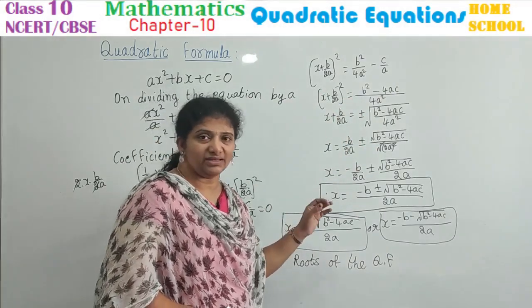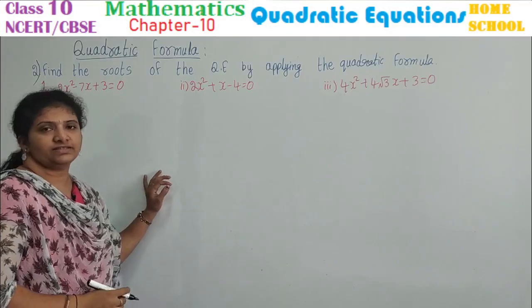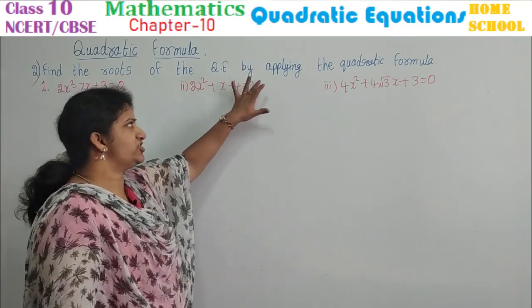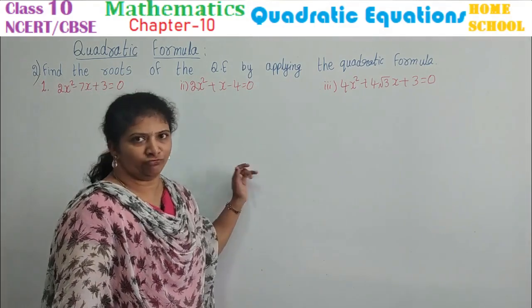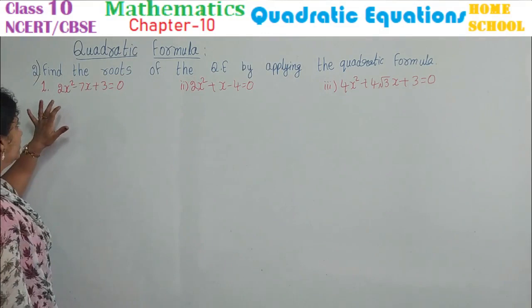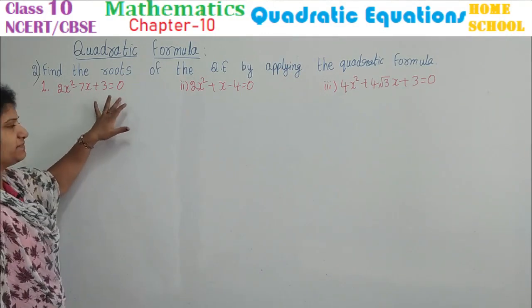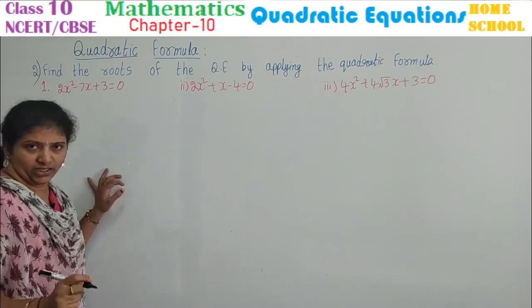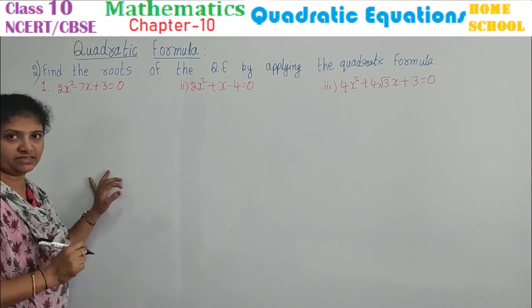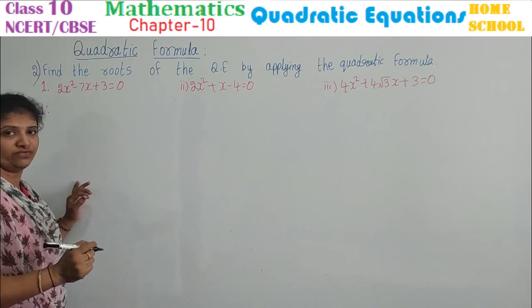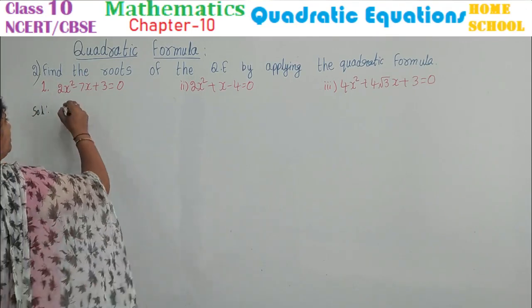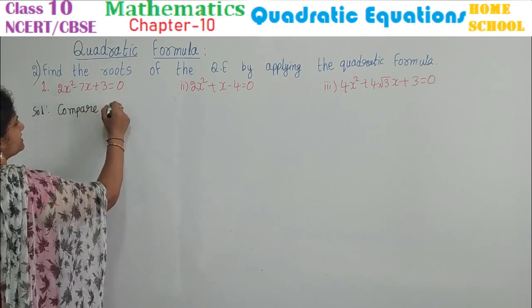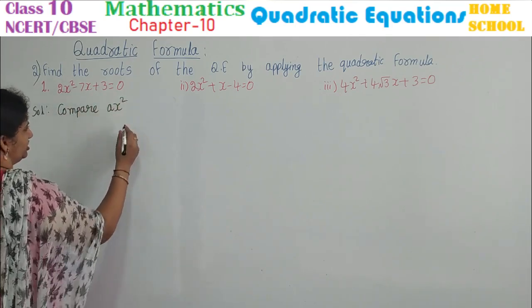Okay, let's start our second problem set. Find the roots of the quadratic equation by applying the quadratic formula. First problem, 2x square minus 7x plus 3 equal to 0. First thing we need to do in this method is compare the given quadratic equation with the standard form. Compare the given equation with the standard form of the quadratic equation.